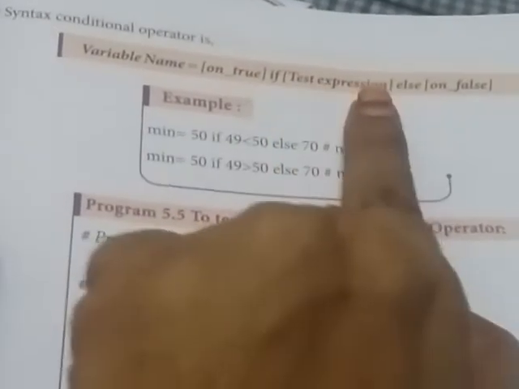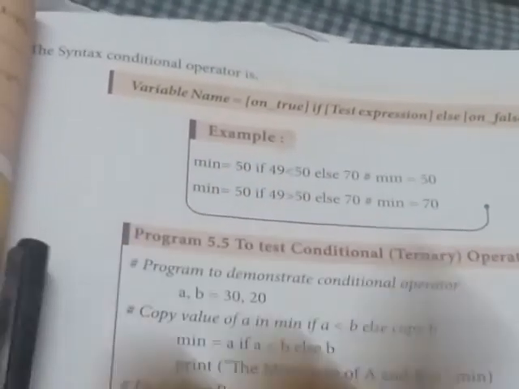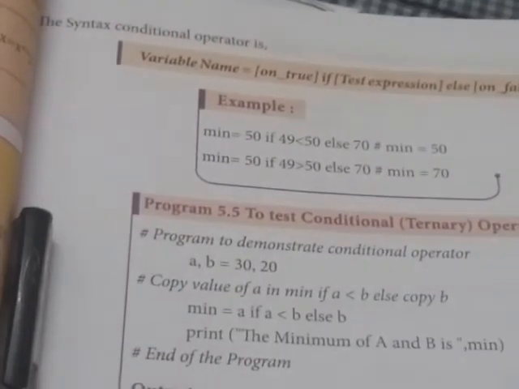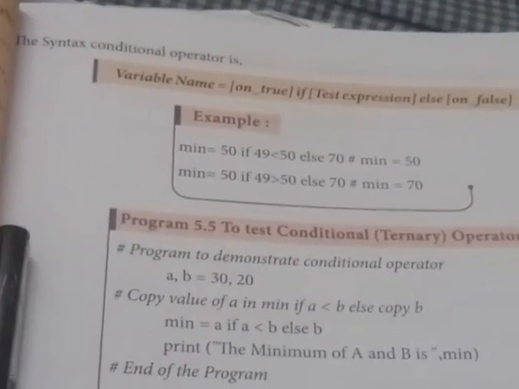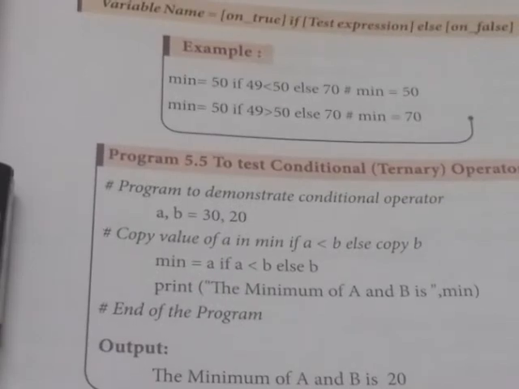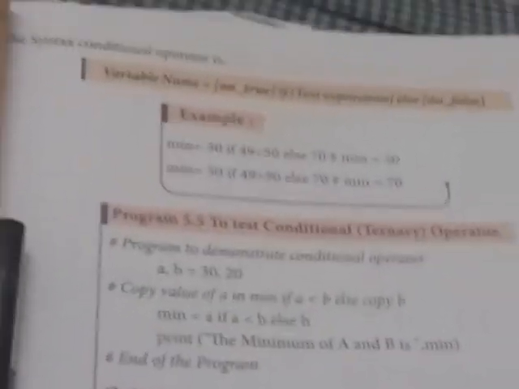I think the last one is the conditional operator. This is nothing but the same example we discussed just before. Variable name equal to on-true if test expression else on-false. Min equal to 50 if 49 less than 50 means it will return the value. If the condition is true, it will return the value 50, else it will return the value 70.